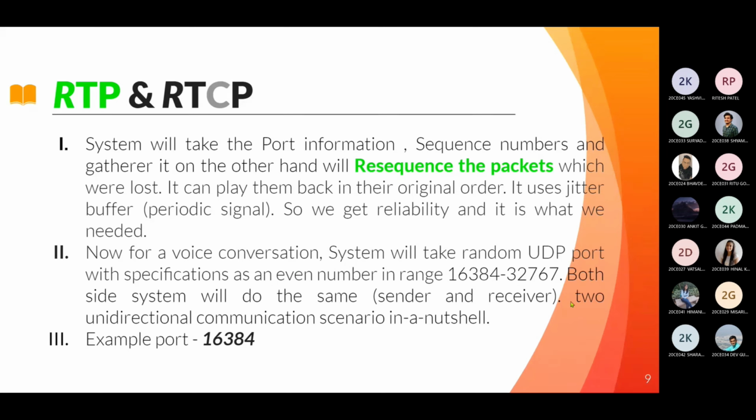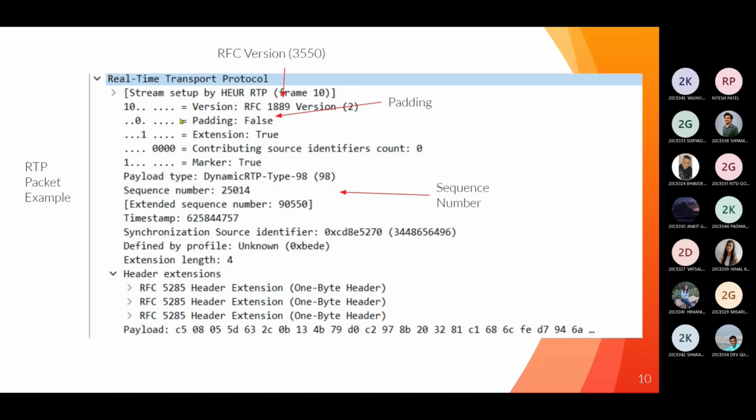So we are talking right now about a unidirectional communication scenario in a nutshell. Let's keep this in mind. For example, a port taken by the system is 16384, which is even, and it is in this range. This is an RTP packet example from Wireshark. These details are provided in Wireshark.